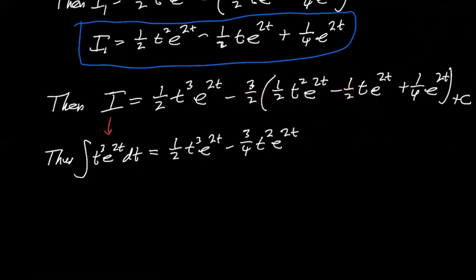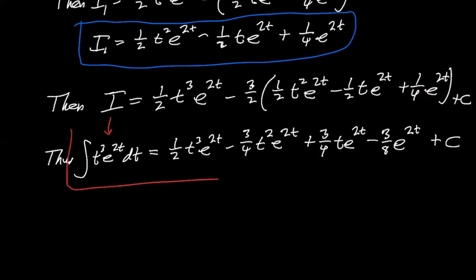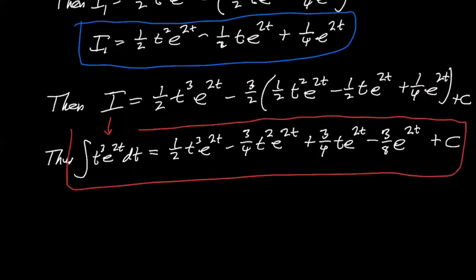So we get plus 3/4 t e to the 2t, and then minus, and then 3/2 times 1/4 is 3/8. So minus 3/8 e to the 2t plus c. And there you go. Multi-stage integration by parts. It works.